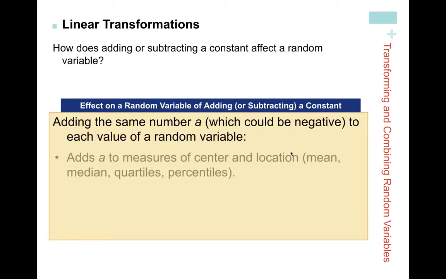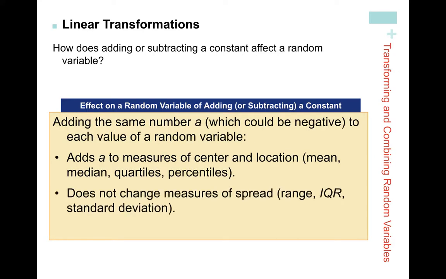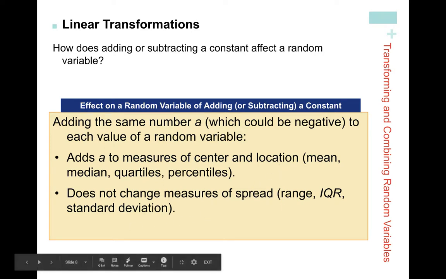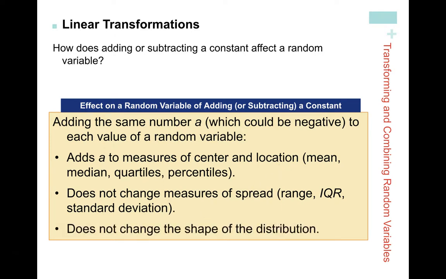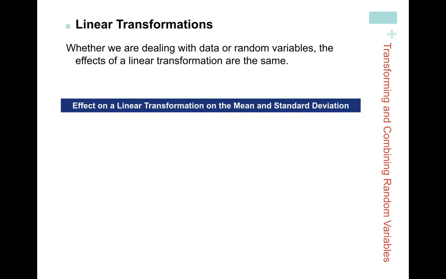Okay, so let's summarize. Adding the same number a adds a to the measures of center and location, but it does not change the measure of spread, and it does not change the shape. We just saw that when we went from capital C to capital V. What did we add? We added negative $100. So whether we're dealing with data or random variables, the effects of a linear transformation are the same.